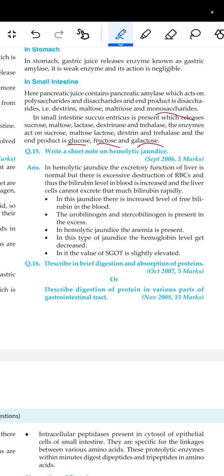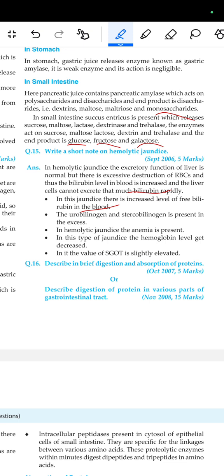Write a short note on hemolytic jaundice. In hemolytic jaundice, the excretory function of the liver is normal, but there is excessive destruction of the RBCs and thus the bilirubin level in the blood is increased and the liver cells cannot excrete so much bilirubin rapidly. In this jaundice, there is an increased level of free bilirubin in the blood.